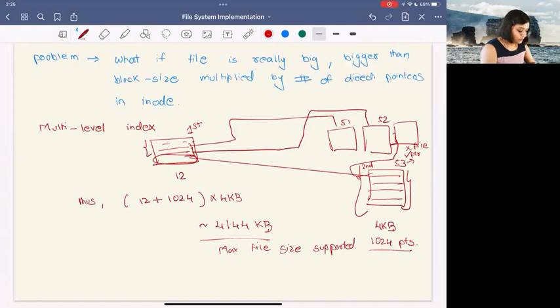Well, I know what you're thinking next is, what if my file is bigger than this number that I gave on the screen, which is 4144 kilobyte? What do I do then? I don't think my entire wedding video would fit into this 4144 kilobyte size. It's definitely something bigger than this.